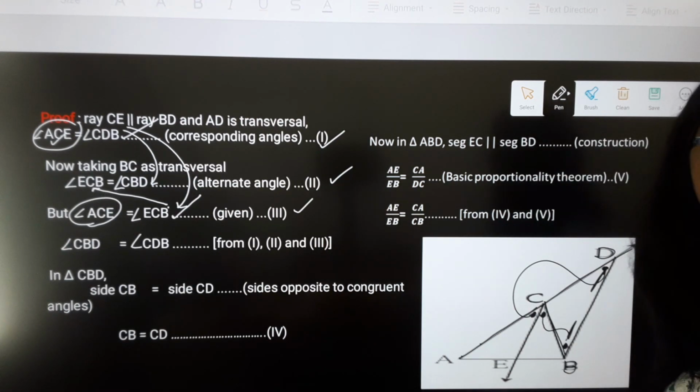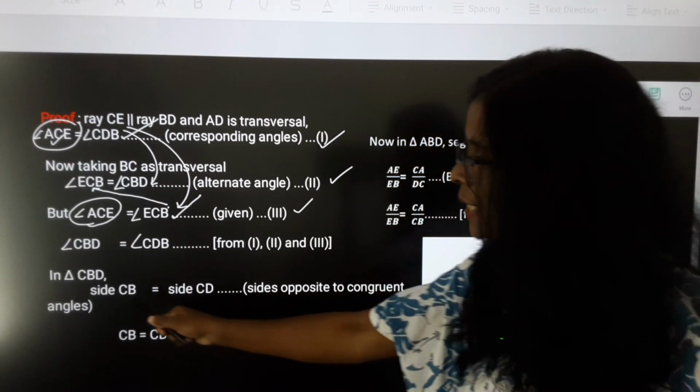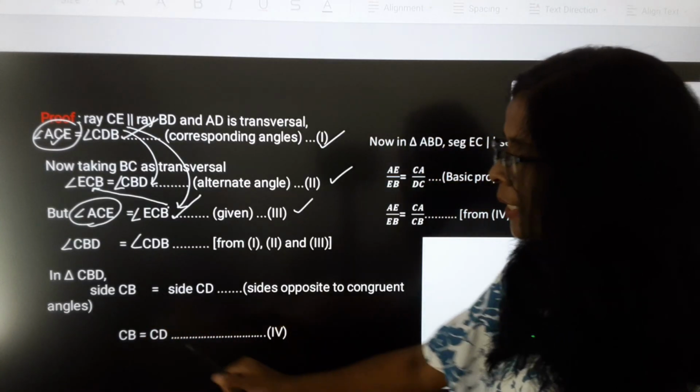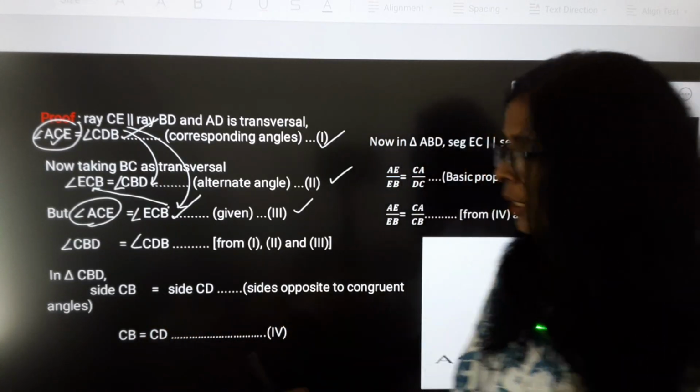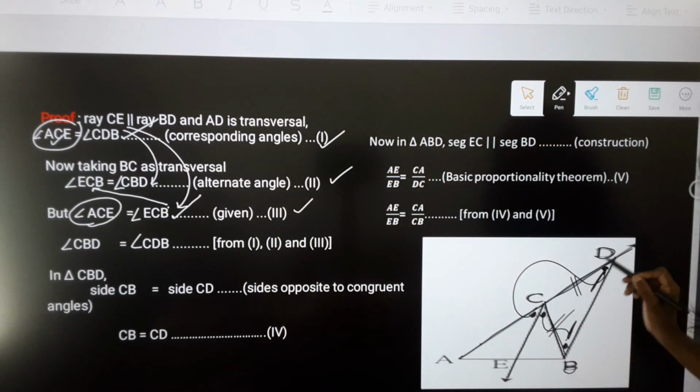That means their opposite sides are also congruent, students. So these opposite sides are congruent. So here we say side CB is equal to side CD. That means CB is equal to CD. So call it the fourth equation. Okay, students. And now the triangle.